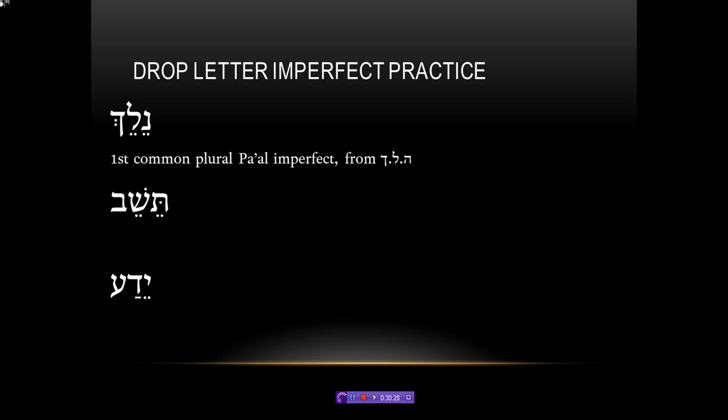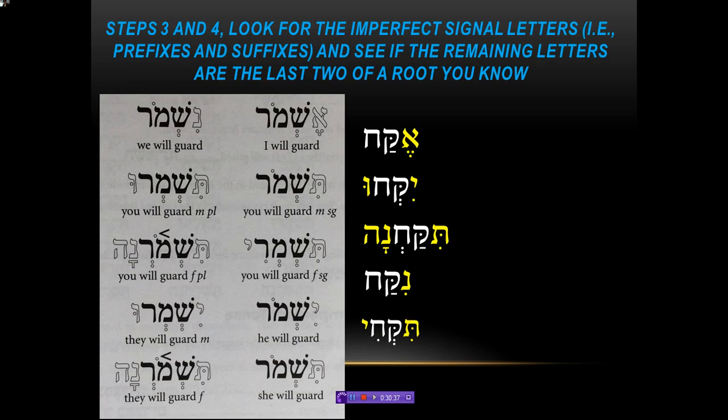So teshav. Well, there are quite a few verbs that begin with a tav, right? So you'll have to go back to your chart and figure out which ones begin with a tav. Well, the second masculine singular does, the second feminine singular does, and then the third feminine singular begins with a tav. The second masculine plural begins with the tav. The second feminine plural begins with the tav. The third feminine plural begins with the tav. A lot of them begin with tav. So what we need to do is use the suffix to really figure out where we're at.